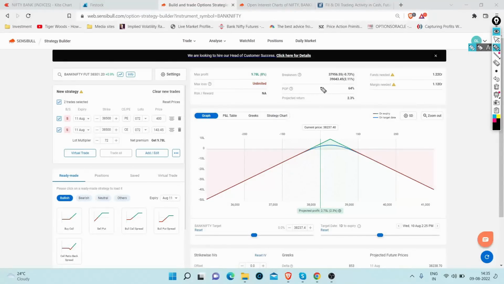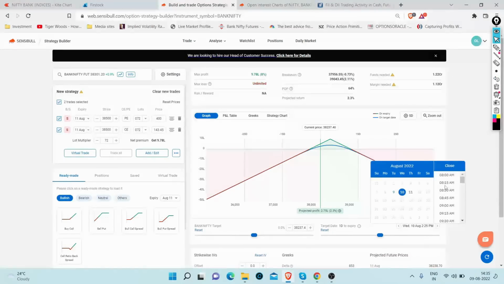So that's the reason you can see our break even is above 39,000 and below 38,000 right now. But the thing is, tomorrow, let's say I have put here as a Wednesday. So let me just change this to 9:15. So this is just the expected P&L. It is not going to be very accurate. So this is something we can expect.